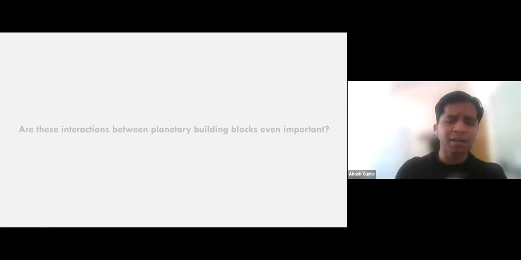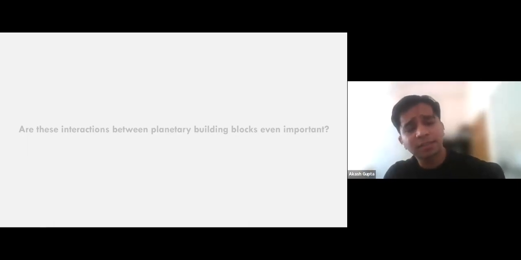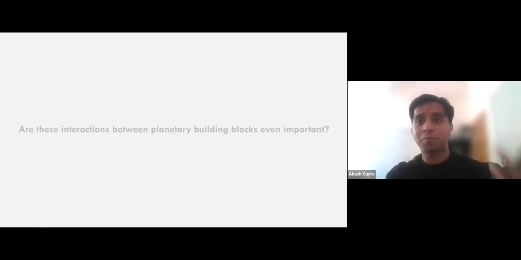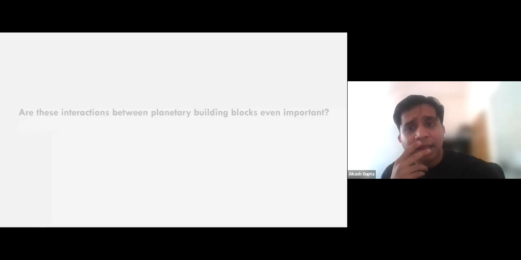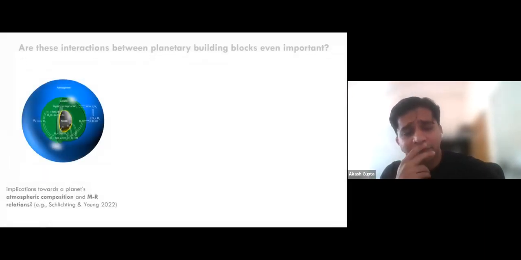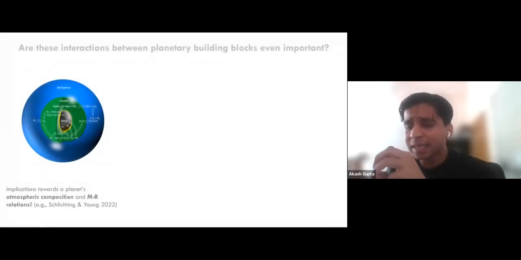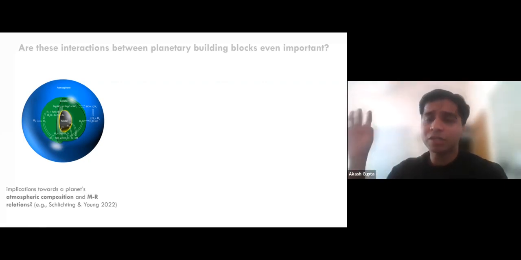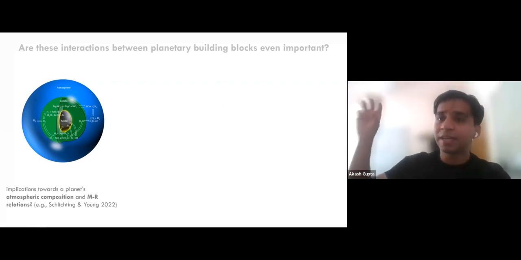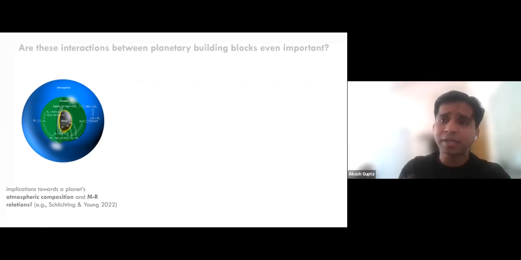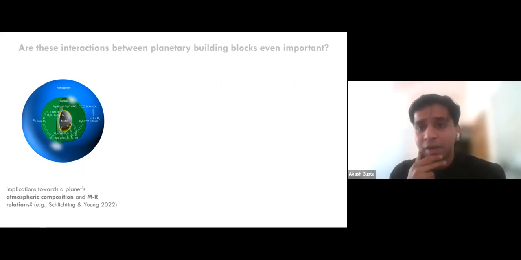On this front, I started working with my advisor, Hilke Schlichting, and also with Ed Young here at UCLA to figure out how exactly these interactions happen and what the implications are for the planets that we are observing today. This is something they recently published about, in fact, and they found that this interaction can be very important to what you're seeing in the atmospheres. It can very much dictate the atmospheric composition, and also things like the mass-radius relations, which are often used to infer what the planets might be made of.